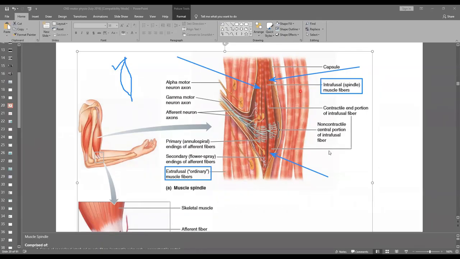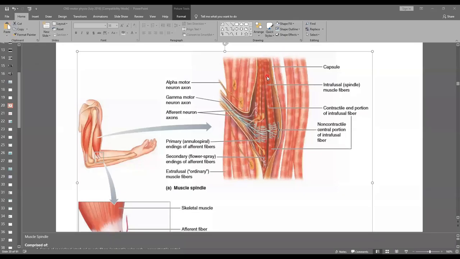So I'm going to remove these markings now so that we can go a bit further. We're removing these markings. Now let's just focus on the intrafusal fibers contained within the muscle spindle. Yes? Okay. As you can see, he has labeled it here, intrafusal, which already was discussed.